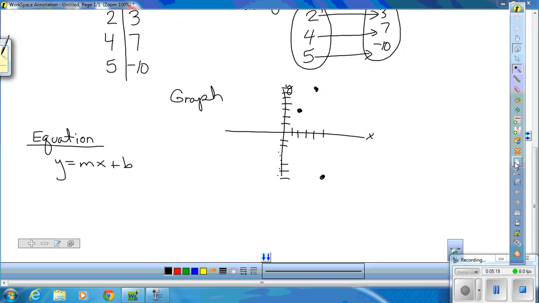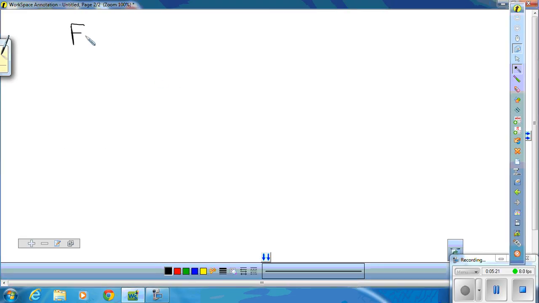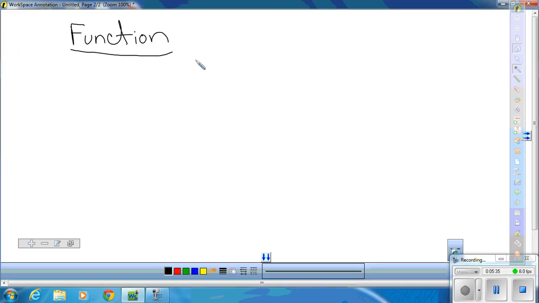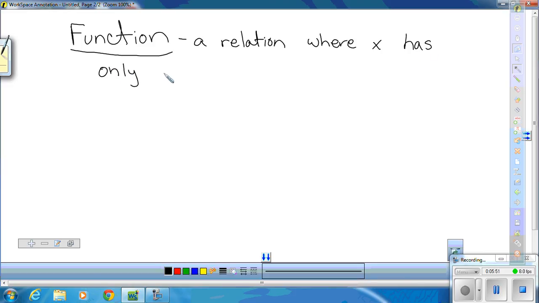A specific type of relation is a function. A function is a very specific type of relation. So it is still a set of ordered pairs. I can still do a mapping or set notation or a table or an equation or a graph. But what makes a function is it is a relation where every x has only one y.